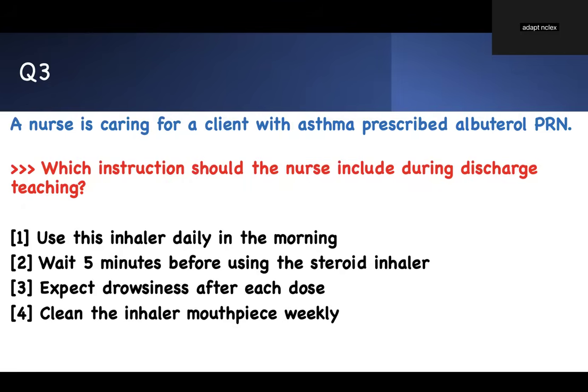Stop the video, answer the question, put down your answer, and then listen to how I'm approaching it. The best way is to go to the Albuterol. That's my buzzword. I look at Albuterol and say, what should I include in teaching? A beta agonist is going to speed things up. It's going to make everything go up. Why would I be drowsy? No, I'm not going to be drowsy. I'd rather be more alert. I can't sleep. Tachycardia. Therefore, 3 is not expected.